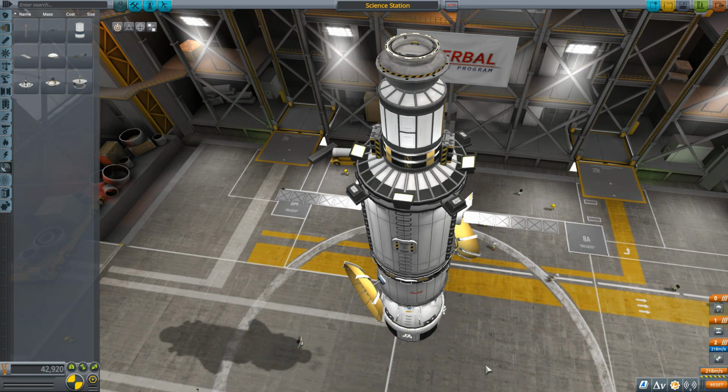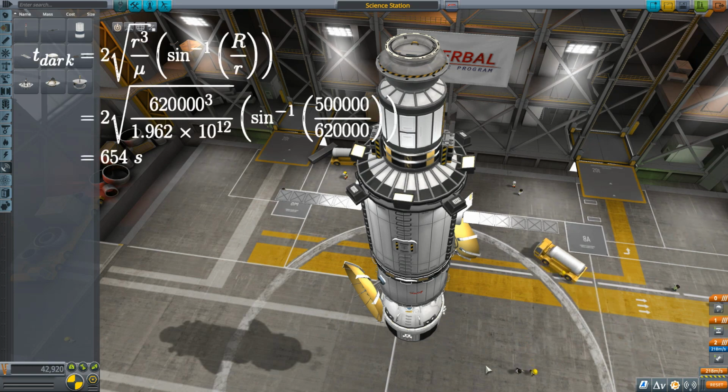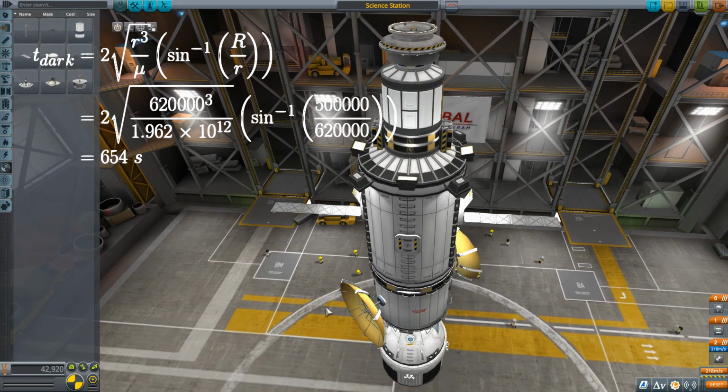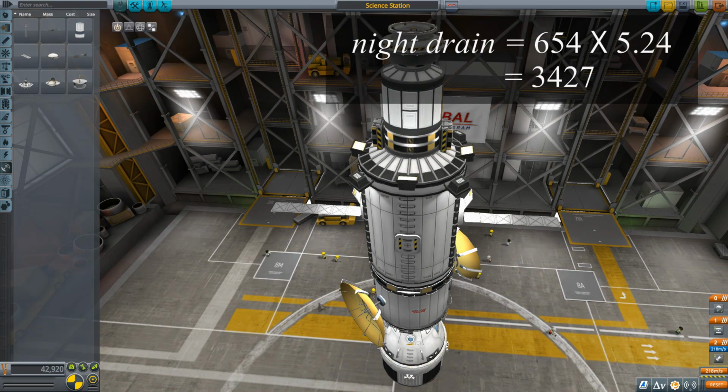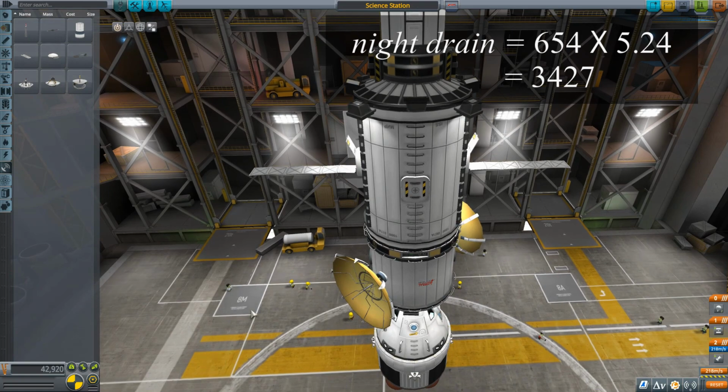Well, again, we need to work out our night side time, and since we've used this formula a few times, I'm just going to cut straight to the chase. In a 120 kilometer circular orbit about Laythe, our time at night is going to be 654 seconds. So with that and our 5.24 units of electric charge that we use up per second, we end up with a nighttime drain of 3,427 units of charge. But we also want to think about transmitting.